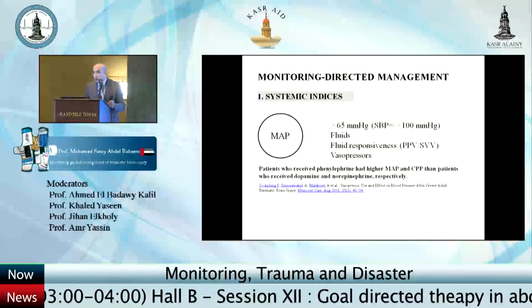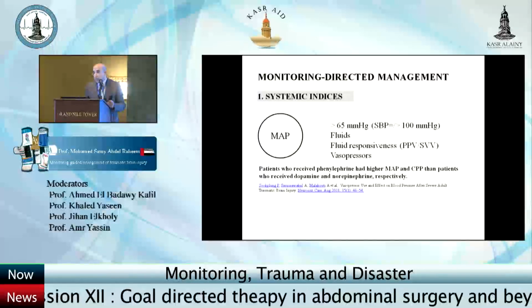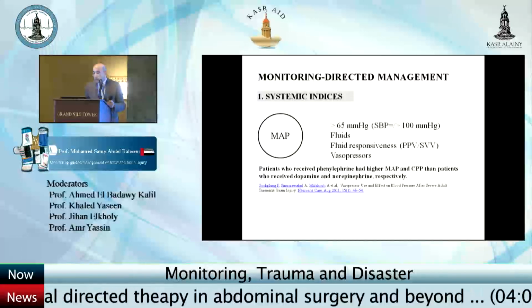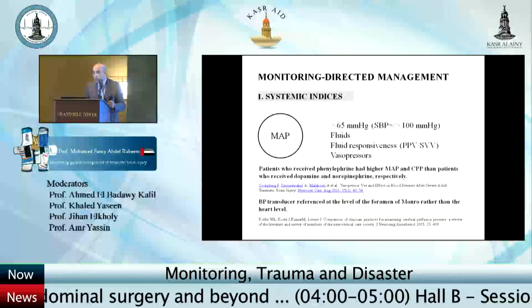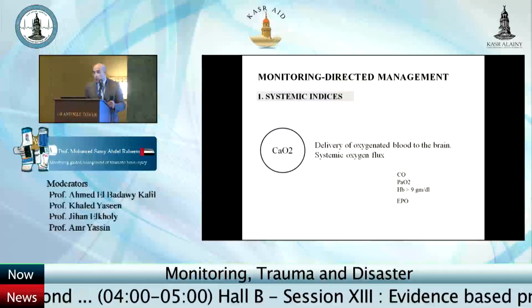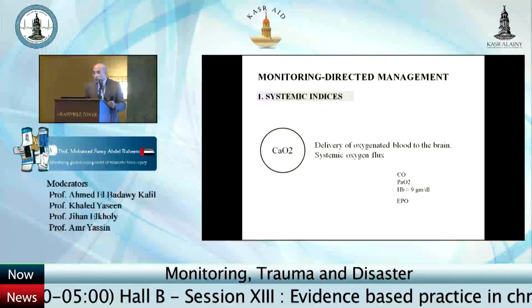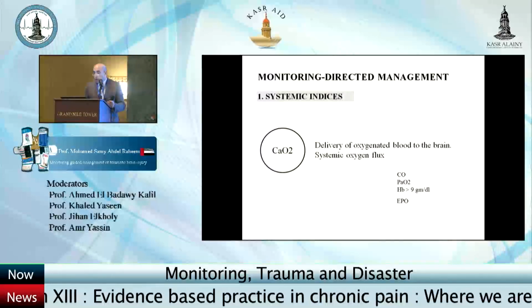Another important point is that when we measure the arterial blood pressure directly by arterial cannula, we have to reference the transducer at the level of the foramen of Monroe rather than the heart, as we do in other surgeries. Arterial oxygenation is very important because it determines how much oxygen is delivered to the patient.